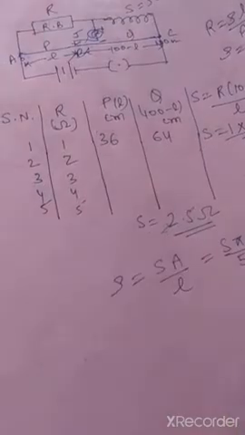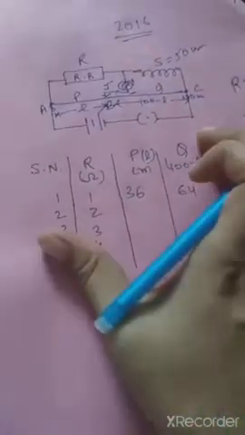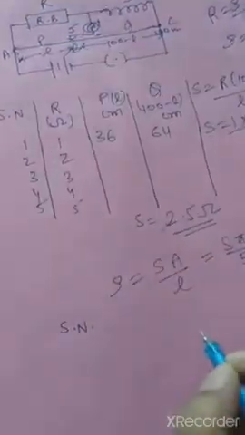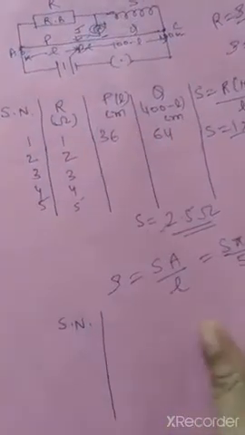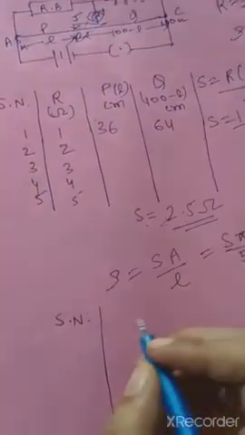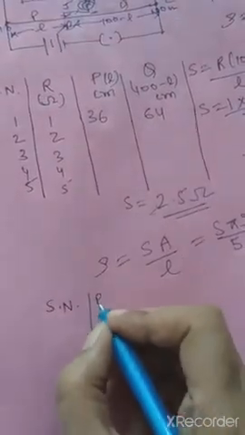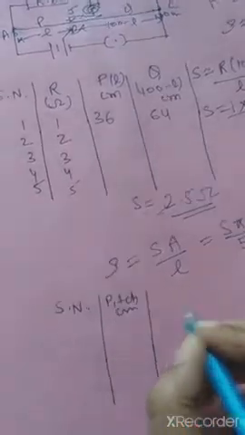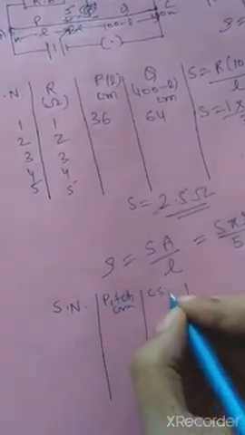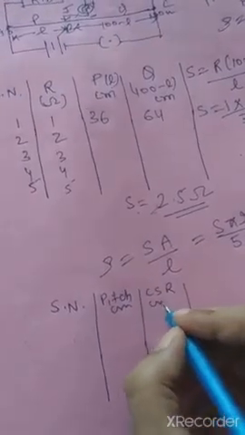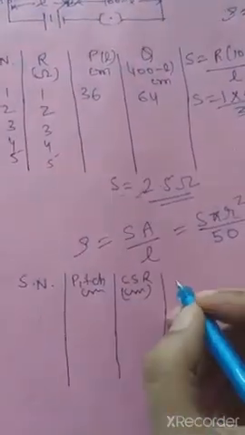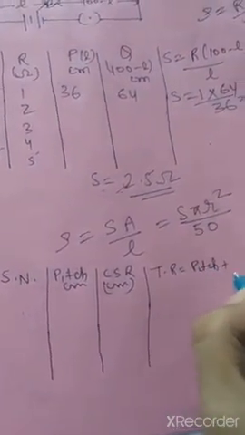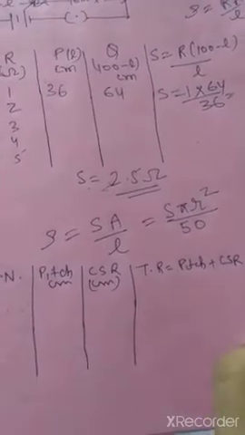In this case you will make two tables, one for this unknown resistance and second for finding the radius of the wire using the screw gauge. So in that case you have the serial number, then you have the pitch. In the screw gauge we have the pitch reading, write it in centimeter, and then you have the circular scale reading, CSR, which will also be in centimeter, and then you will have the total reading, which will be pitch plus CSR. That will give you the total reading.